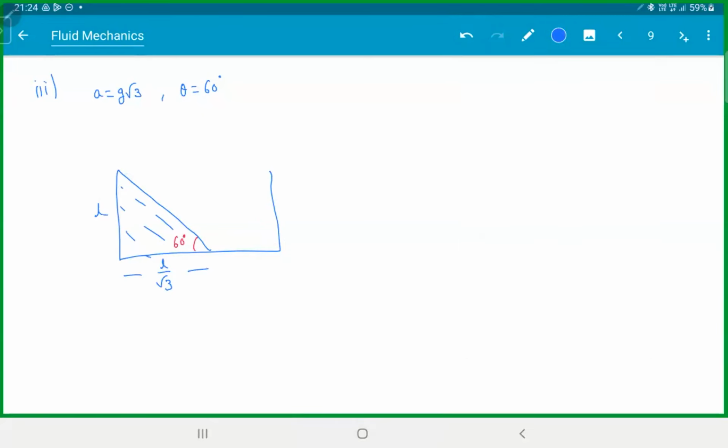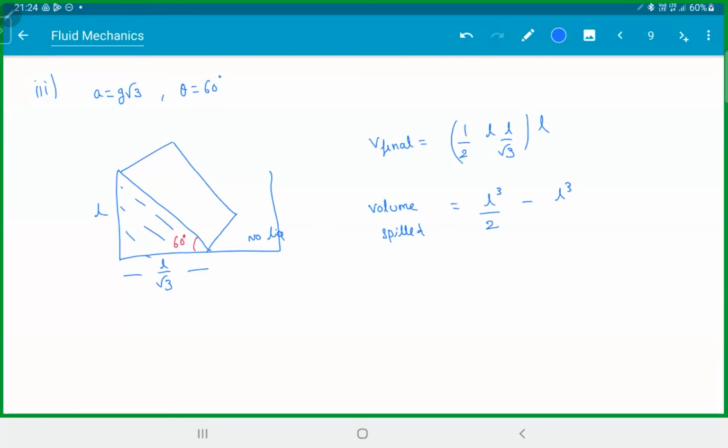So if you look at this now, this is how the shape actually looks. I hope you're able to visualize. If you accelerate the container so fast, this part is exposed to the atmosphere. There's no liquid here. So the formula tan theta equals a by g is still valid, but this is how it looks. So how much liquid will spill here? V final will be the area of the triangle, half into side into base, into L. The volume spilled will be the initial volume minus the final volume. Initial volume is L cube by 2. This much liquid will go out. Check.